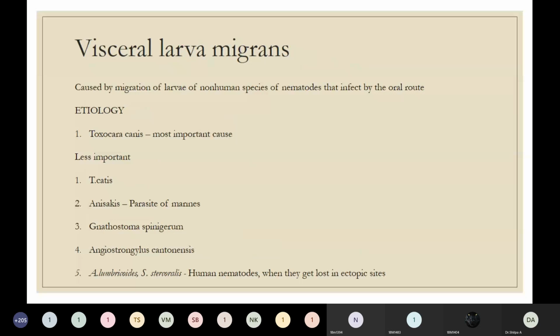Now coming to visceral larva migrans. Here it is caused by migration of larva of non-human species. The mode of transmission is through the oral route, ingestion of the infective egg, whereas in cutaneous it is mainly because of penetration of the larva. Now coming to the etiology, the commonest cause is Toxocara canis, which is the important cause, and the less important one would be Toxocara cati. In Toxocara canis, the definitive host will be a dog.